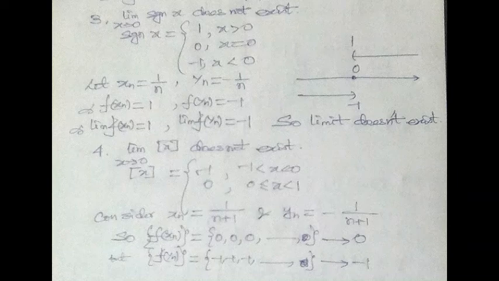So we have chosen two different sequences, both converge to 0 as n tends to infinity, but their functional sequences converge to different limits. The first one converges to 0 and the second one converges to -1. So since their limits are different, such a limit does not exist. That means the limit as x tends to 0 of [x] does not exist.